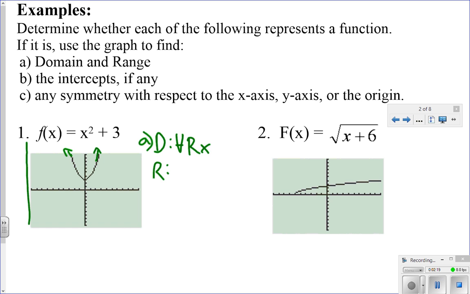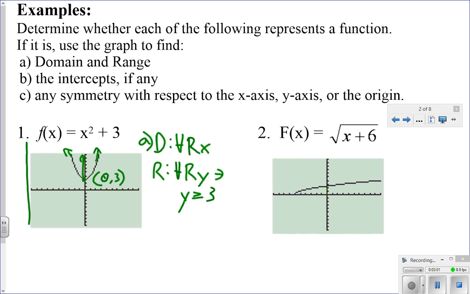Now our range. A good thing with a parabola is to think about your vertex. At your vertex, if it's concave up, it's going to be all the points up, and concave down, it's going to be all the points down. So knowing your vertex is going to be important here. Here we can see our vertex is (0, 3). That means from 3 up, I'm going to get every single y value. So for all real y's such that y is greater than or equal to 3, because 3, being the vertex, is a solution there.